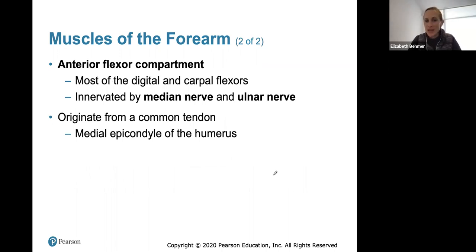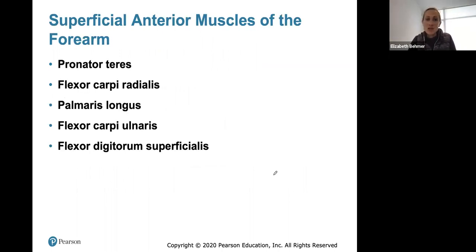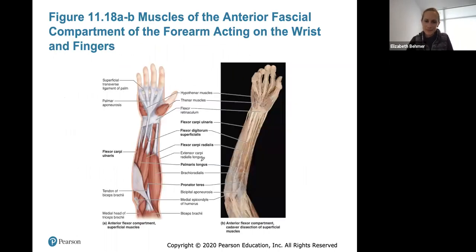We have an anterior flexor compartment, where most of the digital and flexor carpal muscles are, and they are innervated by the median nerve and ulnar nerve, and originate from a common tendon on the medial epicondyle of the humerus. And here are the superficial anterior muscles of the forearm. The retinaculum is a piece that keeps all the tendons in place in the wrist, but one tendon goes on top of that, and that's the palmaris longus tendon. So you can see how on the anterior forearm, these muscles will help flex the arm.